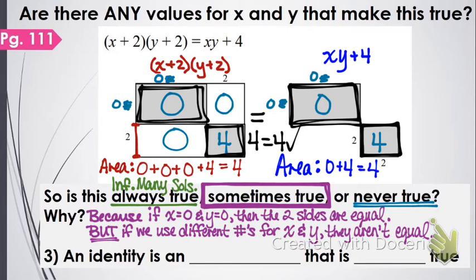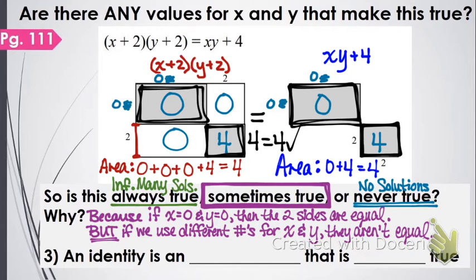Never true would mean nothing you put in works. This is the same thing as a no solutions problem. Wouldn't that be like 5 equals 4? Yes. Five equals 4, never true. Never, ever true. It doesn't matter what you put in for x.